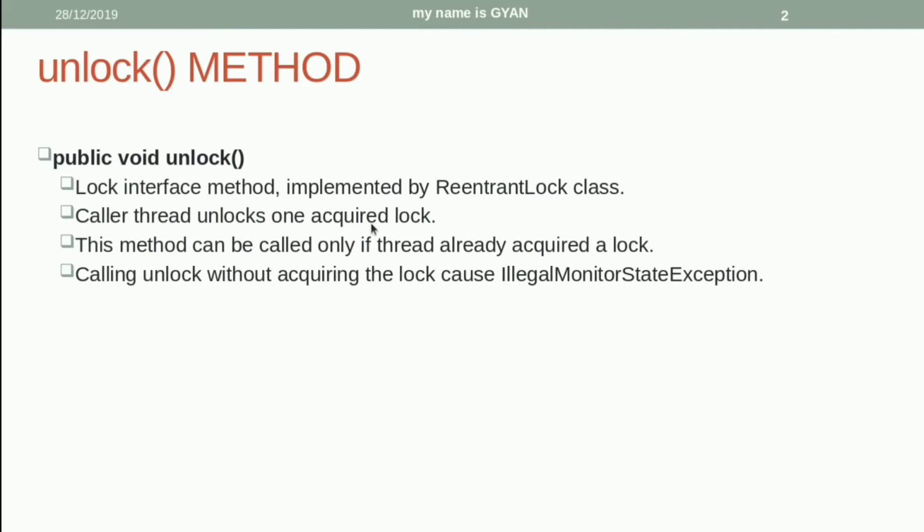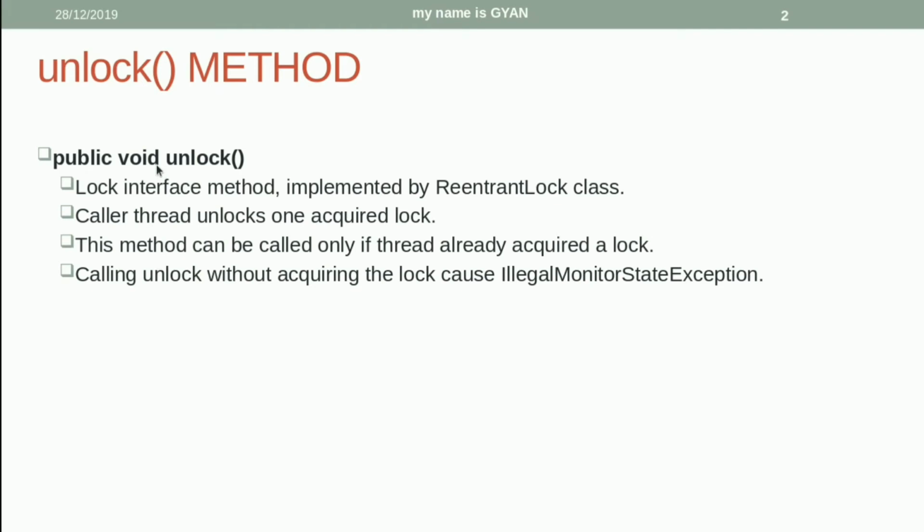Multiple locks can be acquired by a thread. But whenever a thread calls the unlock method, then one lock among them will be unlocked. The unlock method can be called only if the thread has already acquired at least one lock.